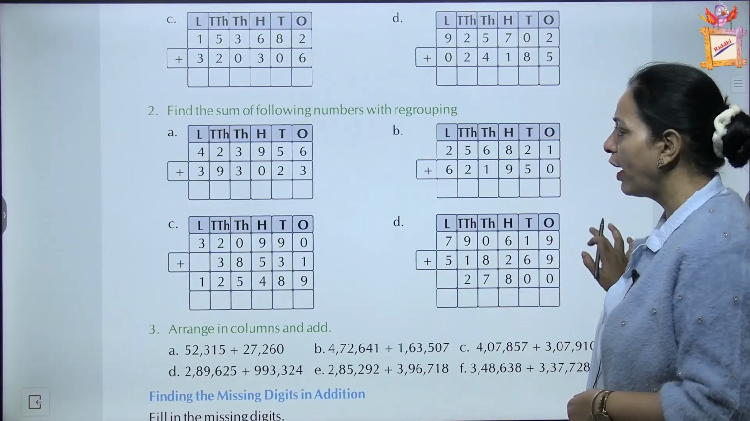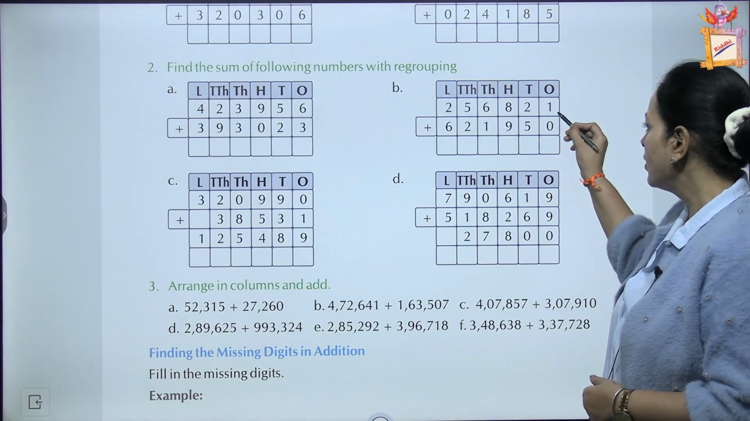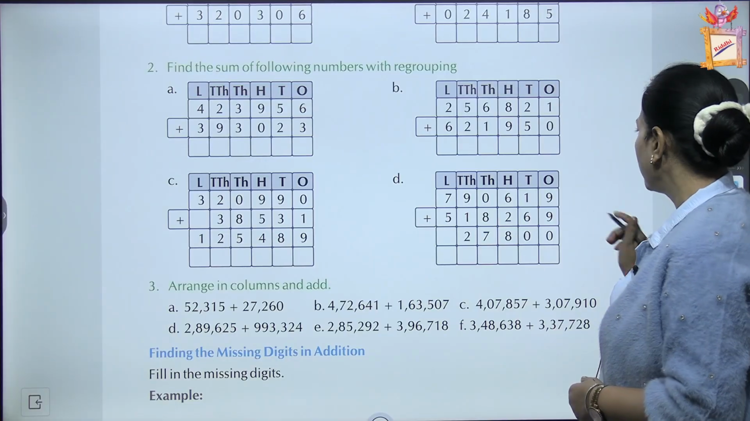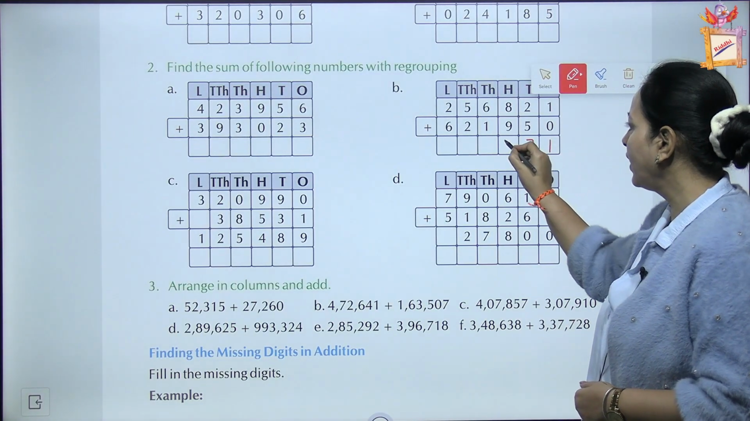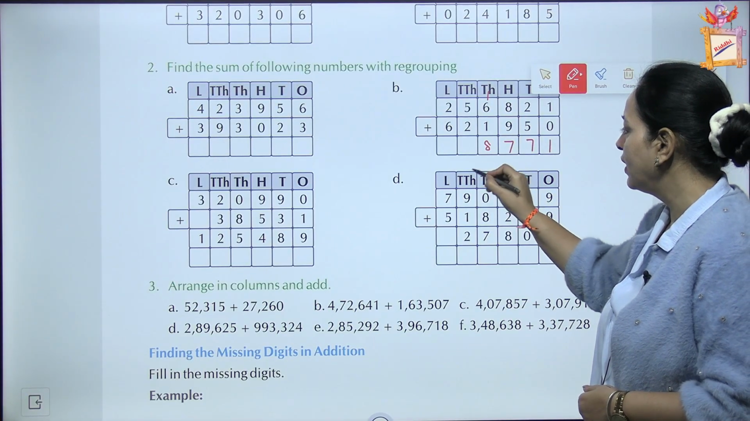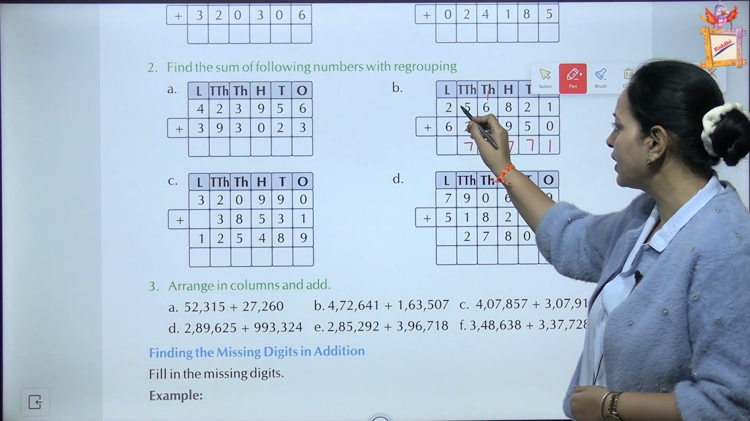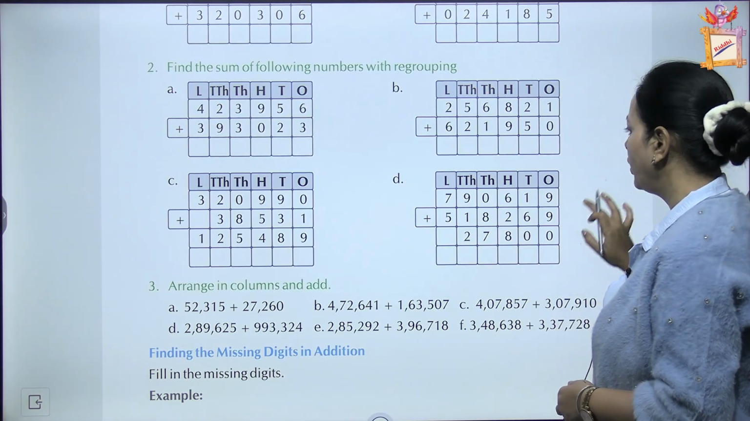Now the second one, find the sum of the following numbers with regrouping. Like here B part, add ones digit, 1 plus 0, 1, 5 plus 2, 7, 8 and 9, 17. So 1 carry, 6, 1 and 1, 8. Now 5 and 2, 7, 6 and 2, 8. Okay. Similarly, you can try remaining parts.